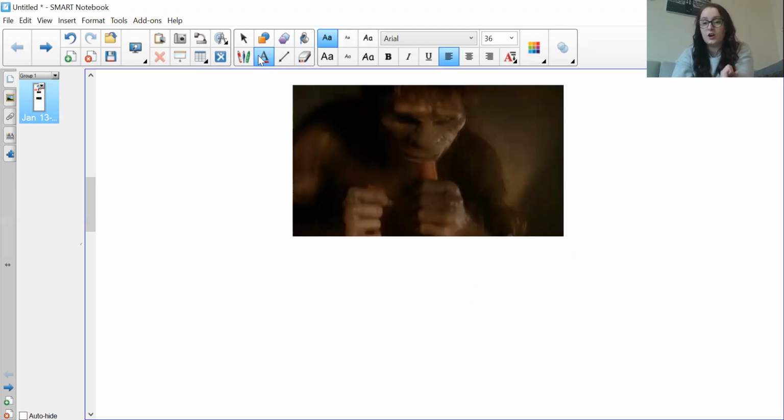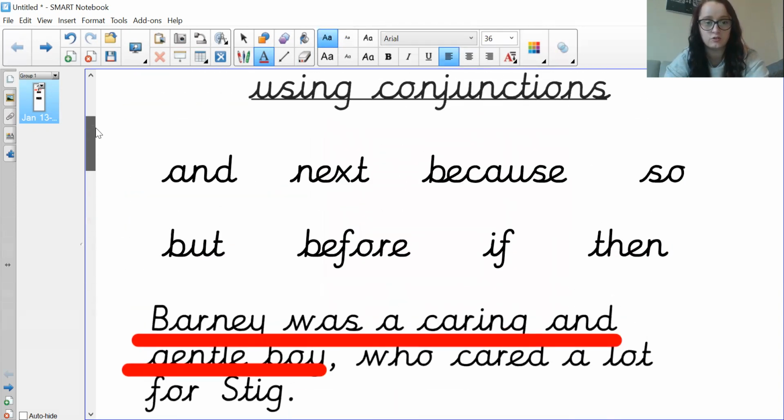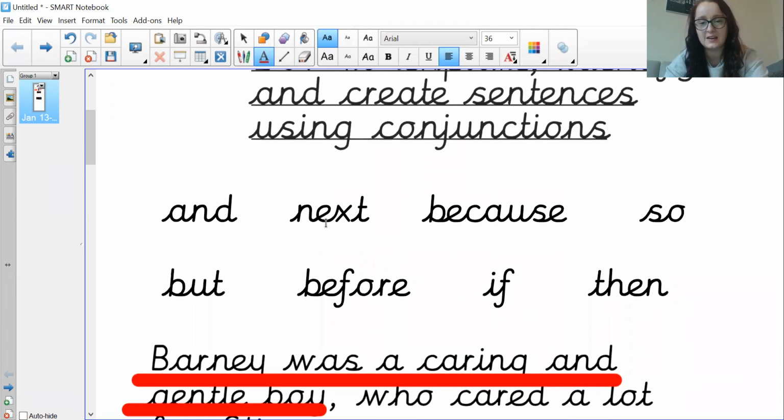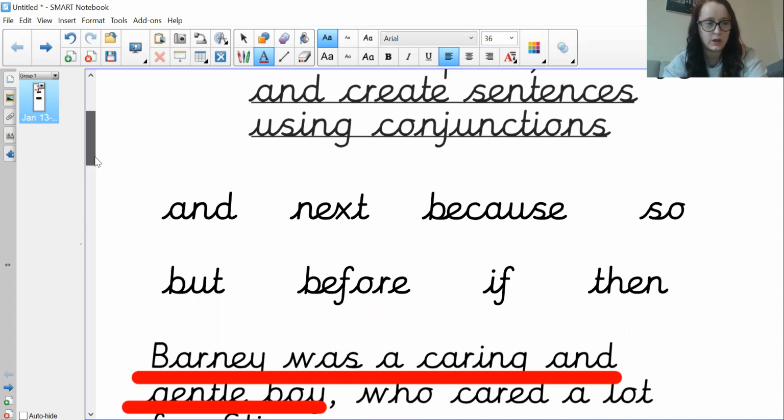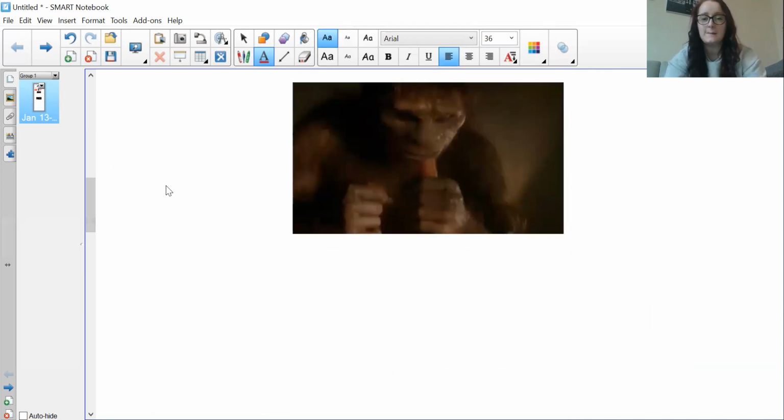Now, we are going to come up with a sentence today, including a conjunction. So just have a look at all these conjunctions up here: and, next, because, so, but, before, if or then. We are going to come up with a sentence based on Stig eating this carrot, but using a conjunction to make that sentence from a simple sentence into a complex sentence. So let's add a text box. Are we ready, superstars? There we go.